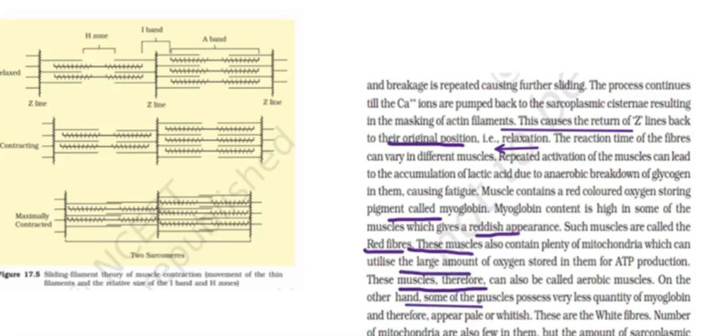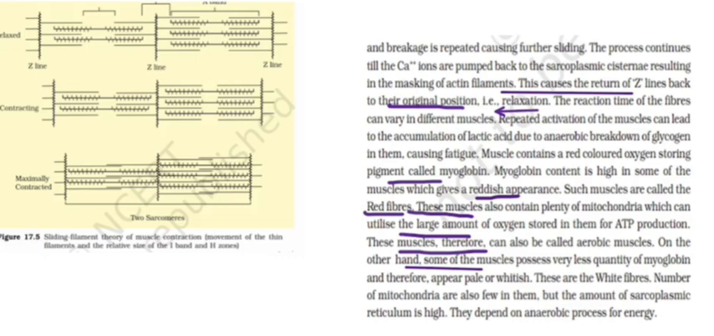Now it's written, on the other hand, some of the muscles possess very less quantity of myoglobin and therefore appear pale or whitish. These are the white fibers. They have fewer mitochondria, but the amount of sarcoplasmic reticulum is high. They depend on anaerobic process for energy. So wherever less energy is required, they have more white fibers, that means less mitochondria. And wherever more energy is required, they have more mitochondria, and that will have more ATP production.